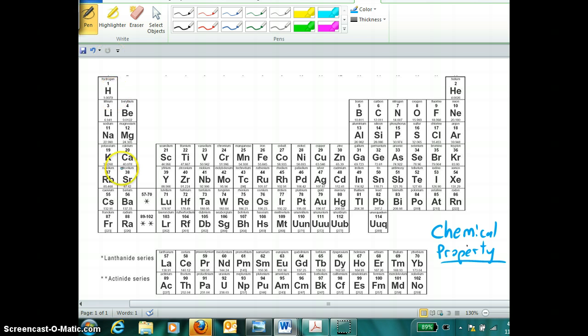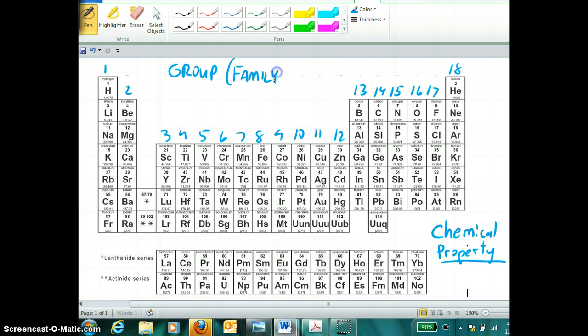Now, first of all, we notice that we have 18 vertical columns in this periodic table: 1, 2, 3, 4, 5, 6, 7, 8, 9, 10, 11, 12, 13, 14, 15, 16, 17, and 18. Now, these vertical columns have a name. They're referred to as groups. But they're also sometimes referred to, and this is a more telling reference name, as families.